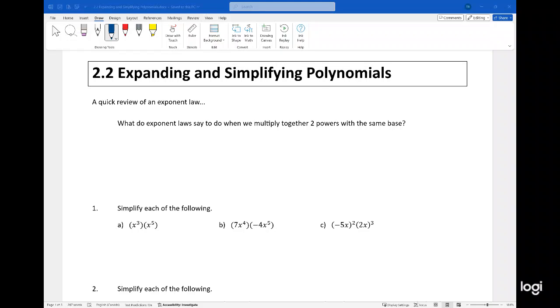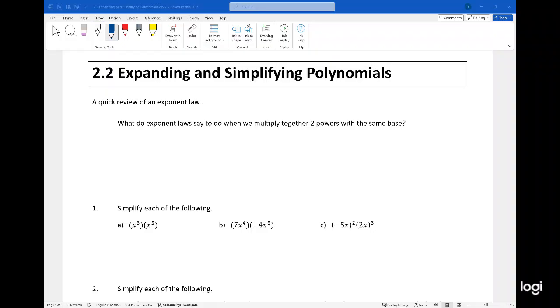In this lesson, we're going to take a look at expanding and simplifying polynomials, which is something you've done several times before. So most of this should be review, hopefully, but usually it's a good idea to brush up on this stuff before we continue into the slightly more difficult parts to make sure that we understand what we're doing and how to do it.